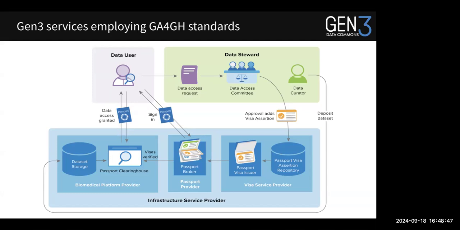GA4GH has ways of dealing with this with DUO codes, data use ontologies, and stuff like that. But we don't really use that. Our data access usually comes from something like dbGaP or SRA. But as you can see, the data access committee will add the approval for the visa, and the visa broker and the visa service provider will be able to add visas to your passport. Next slide.